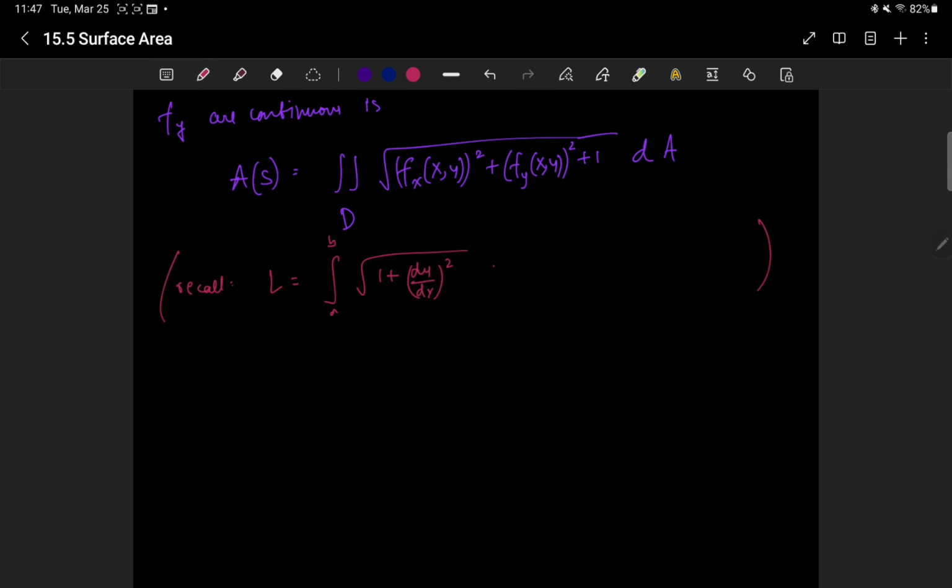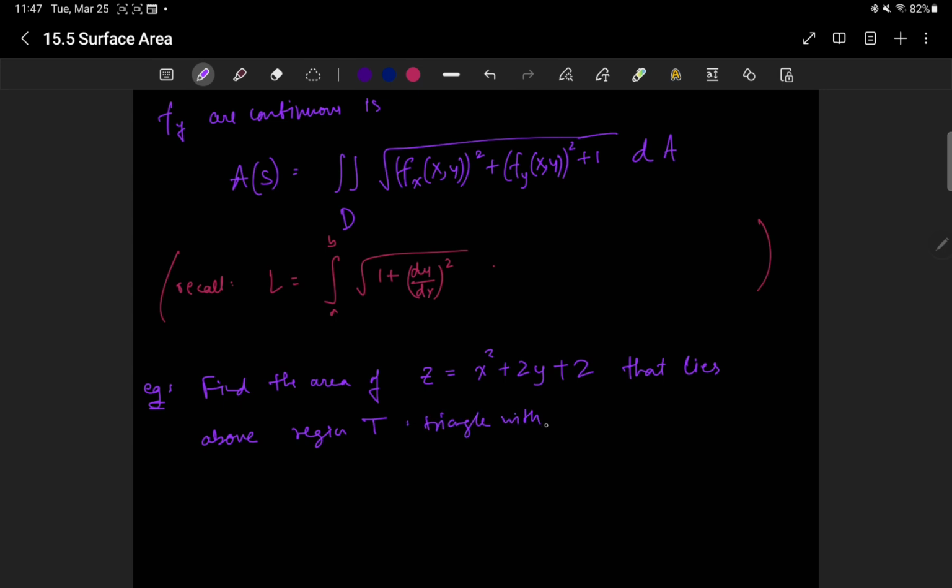Okay, let's look at an example. And that's probably the best thing to do: find the area of z equals x squared plus 2y plus 2 that lies above a region T, which is a triangle with vertices (0, 0), (1, 0), and (1, 1).